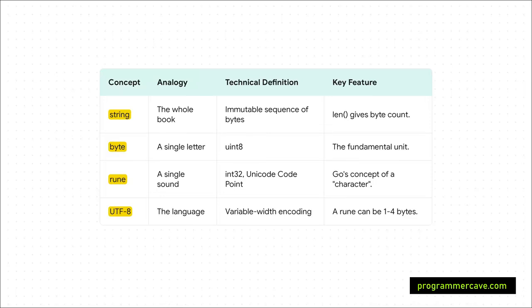I find an analogy helps a lot. Think of a string as an entire book. The individual bytes are like the letters printed on the page, A, B, C, and so on. But a rune is more like a sound. The language the book is written in, that's UTF-8. And in that language, some sounds need multiple letters to be written down. That's exactly why one rune, like our last character, can be made up of multiple bytes.